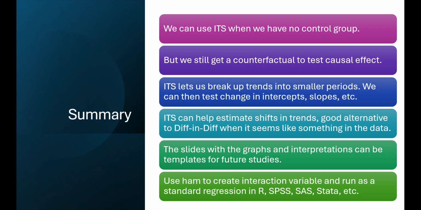ITS can help estimate shifts in trends, a good alternative to difference in difference when it seems like something's off in the data. The slides with the graphs and interpretations can be templates for future studies. Use ham to create interaction variables and run as a standard regression in R, SPSS, SAS, Stata, and so on. So you can just run the data, have all those interactions and variables created for you, and then you can proceed in whatever statistical package you're most comfortable with.